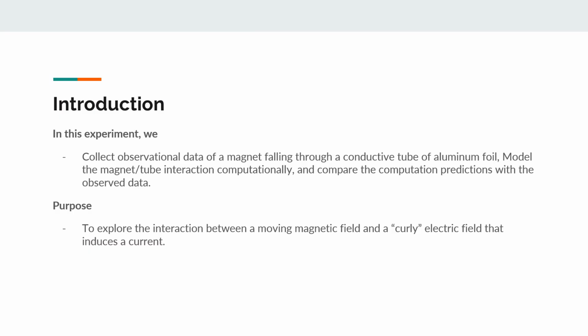For the introduction, in this experiment, we collected observational data of a magnet falling through a conductive tube of aluminum foil, modeled the magnet/tube interaction computationally, and compared the computational predictions with the observed data. The purpose of this was to explore the interaction between a moving magnetic field and a curly electric field that induces a current.